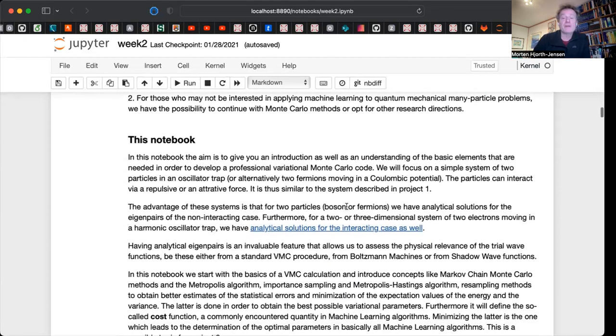The notebook you have here is based on a simplified version of what we have in project number 1. It essentially deals with two particles interacting with each other. This can be something like an electrostatic interaction, or any other type of interaction we could think of. They are moving in a typical harmonic oscillator trap. This is the basic physics system which we are going to look at.